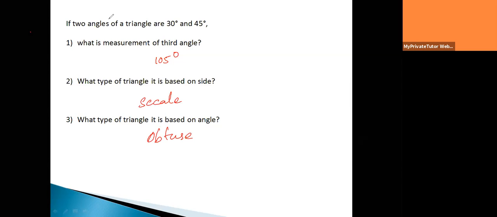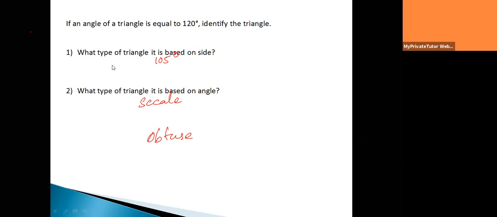Okay, I have one more question, I think. Let's go to that. Okay, so nothing is given here. I don't think the question is correct. Just find the second part, not the first part. What type of triangle based on angle? Obtuse, because it has a 120 degree angle.